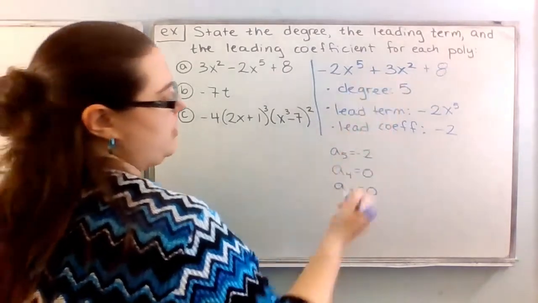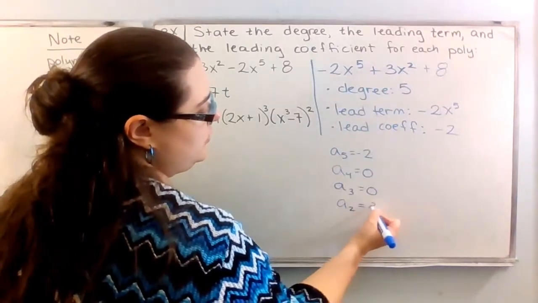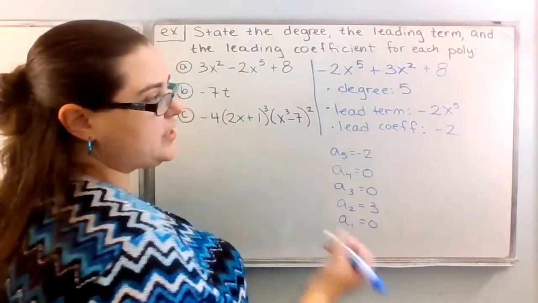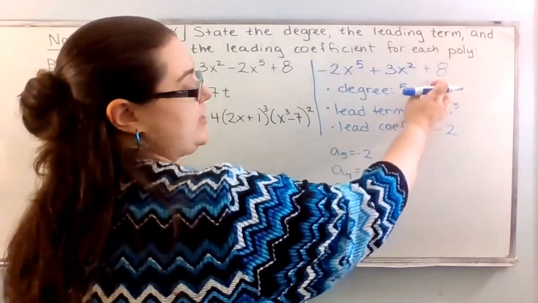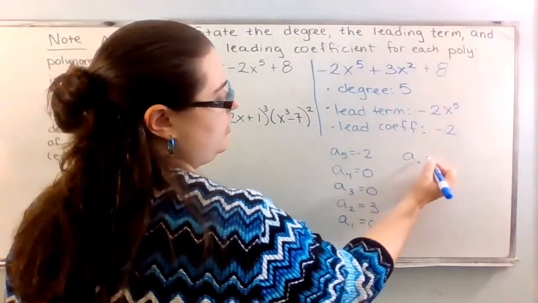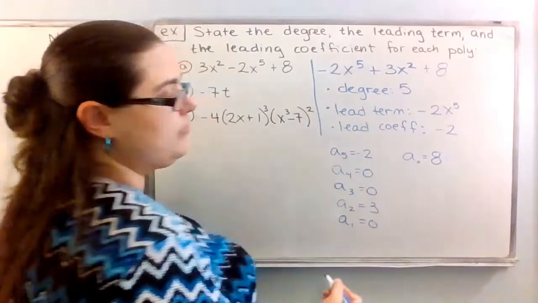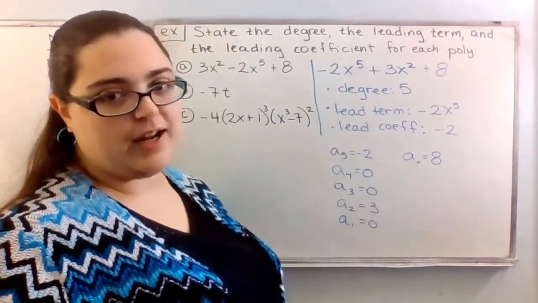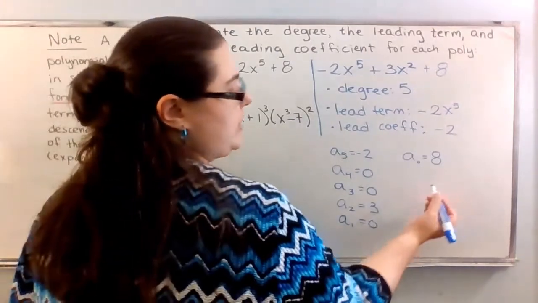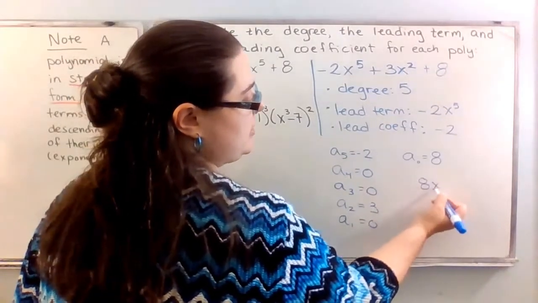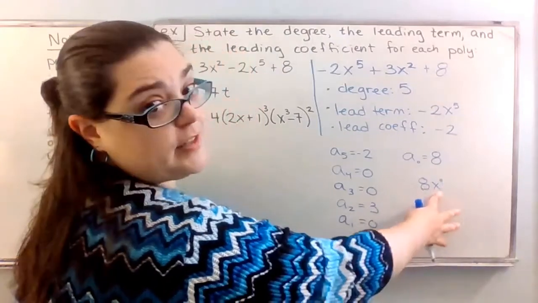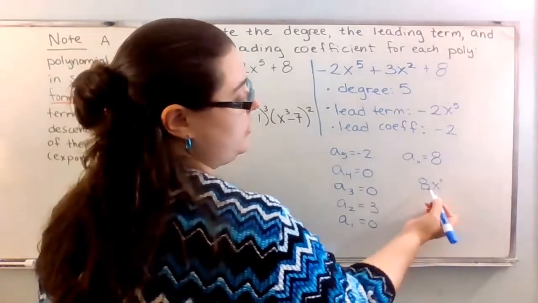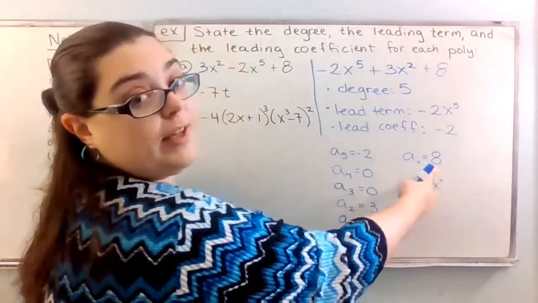Then a2 is going to be 3. A1 is also 0 because we don't have any just x terms. And then A0 is 8. And you might be wondering, well, why doesn't this one have an x term to it? That's because if you have 8x to the 0, so long as x itself is non-zero, anything to the 0 power is going to give you 1. So this is really 8 times 1, which is why we get 8.